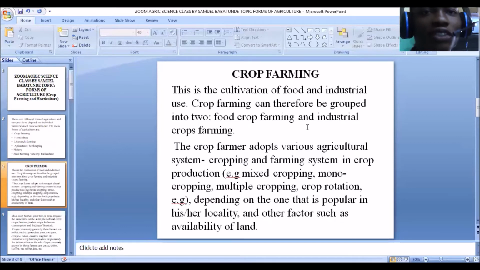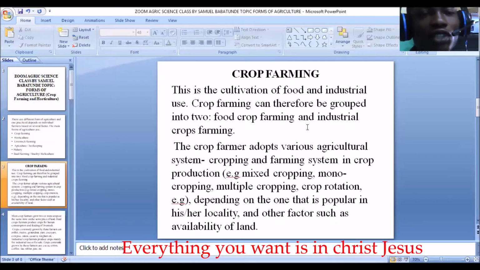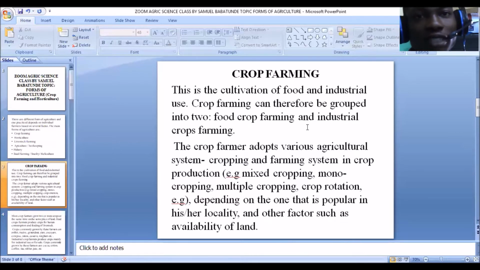These crops are divided into two. We have the food crops, the ones we can consume, the ones we eat, like maize and cassava. And then we have industrial crops, like cocoa, that have to be processed into beverages. So crop farming involves the production or cultivation of either food crops or industrial crops.